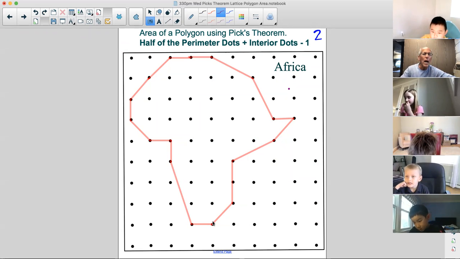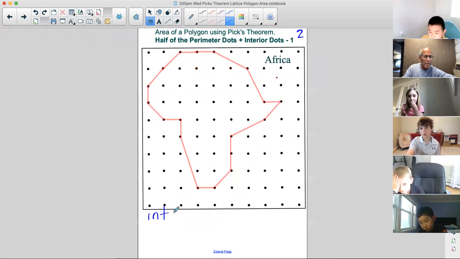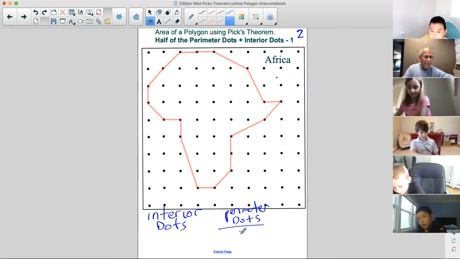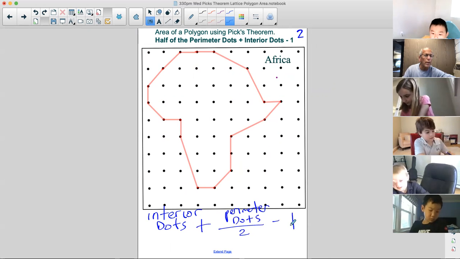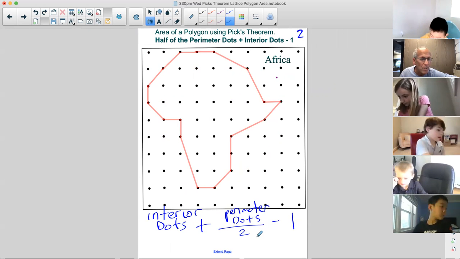Now, your job is to count up the interior dots and then count up the perimeter dots. Interior dots, perimeter dots, and then we're going to divide that by 2, don't forget, and then we're going to subtract 1. So everybody do the interior dots first.